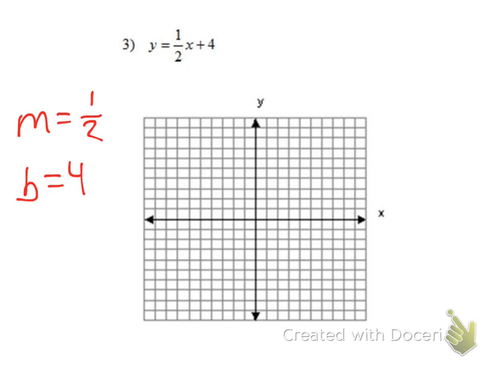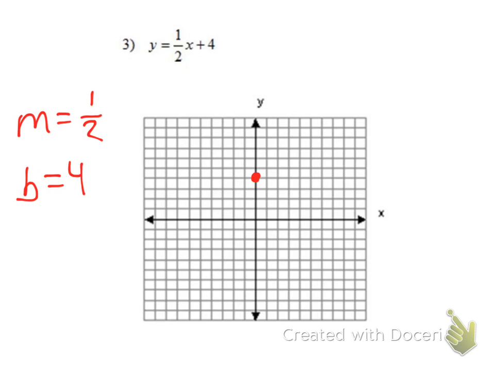because you already have a rise and you already have a run. B here is 4. Where do I start? 1/2 or 4? 4. X-axis or Y-axis? Y. It's the Y-intercept. 1, 2, 3, 4. Put a point.